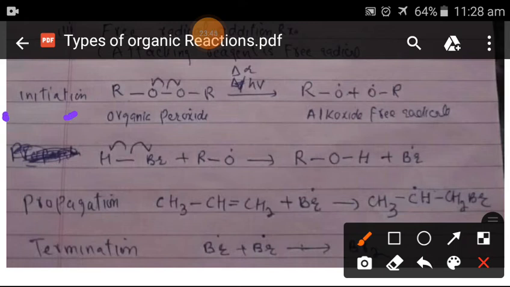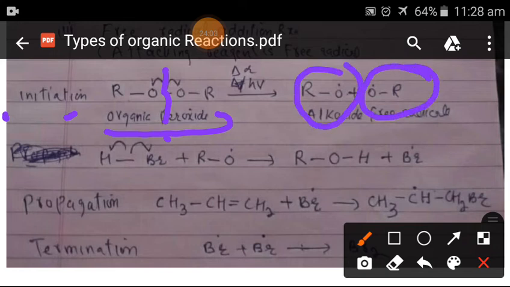For example, here we have taken an organic peroxide, in the presence of heat or light. This organic peroxide gets cleaved by homolysis, resulting in the formation of free radicals. These are called alkoxide free radicals. So alkoxide free radicals are generated in the first step. This is called the initiation step.